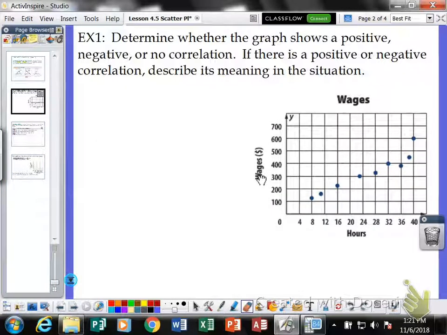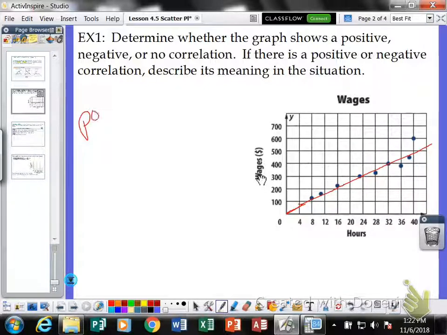Determine whether the graph shows a positive, negative, or no correlation. If there is a positive or negative correlation, describe that meaning in that situation. So I'm looking at this, and if I were to draw a line of best fit, because we will be working on that, you really want to try to have a line that hits at least two of your points and goes through all of them, because you want the points to be very close to that line. Mine might be a little bit off, it's kind of eyeballing it.